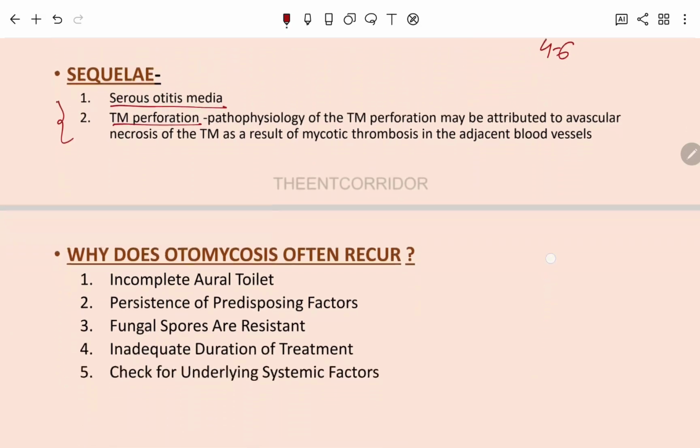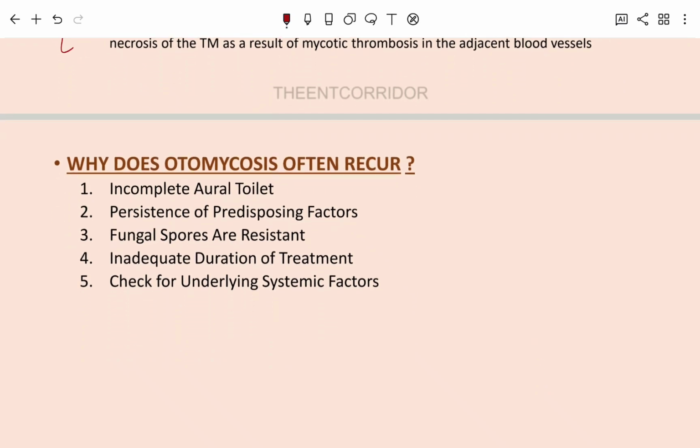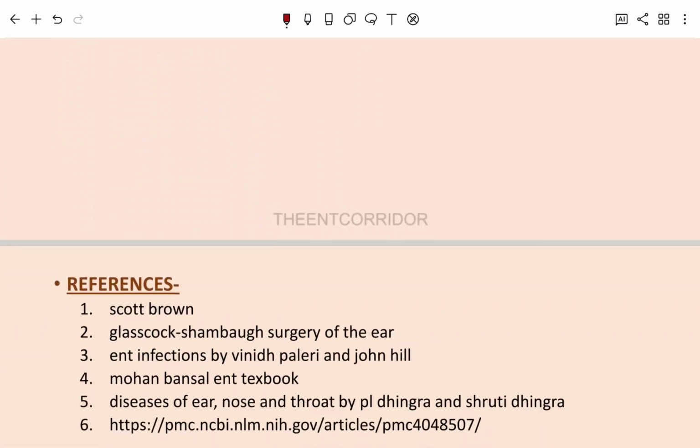Now the next question which teachers usually ask is, why does otomycosis recur? First, because of incomplete ear toilet; second, because of persistence of the predisposing factors; third, fungal spores are quite resistant, which we already talked about, so fourth, you have provided an inadequate duration of treatment; and fifth, you have not checked underlying systemic causes like diabetes or any kind of immunocompromised conditions. So you need to check that and treat that first before you expect a good resolution of this otomycosis.